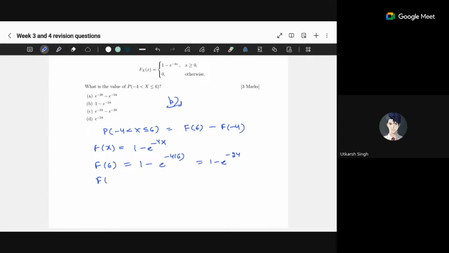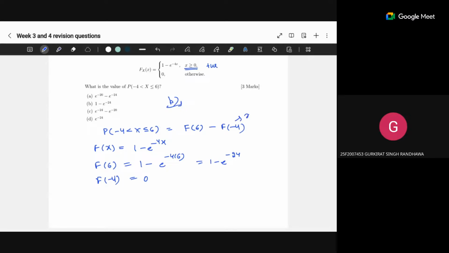Now, what is f of minus 4? 0. Why? Because it's given that the other is 0. X is always greater than or equal to 0. So basically, my limit for x is going to be x greater than or equal to 0, all the positive values.